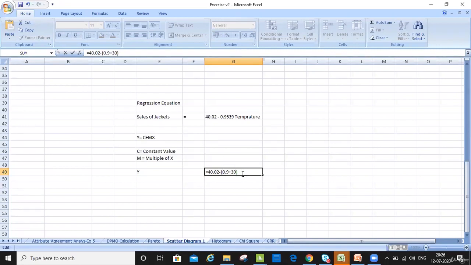So I have given that if my temperature increases to 30, it's given me 9.12. Once again, you'll have to multiply 0.9 and 30 rather than adding them. Oh, sorry, my bad. So 40.02 minus 0.9 into temperature. I've given a random number here, 30. I want to see that if my temperature increases to 30, what would be my sales of jacket? So this has come to 13.02.